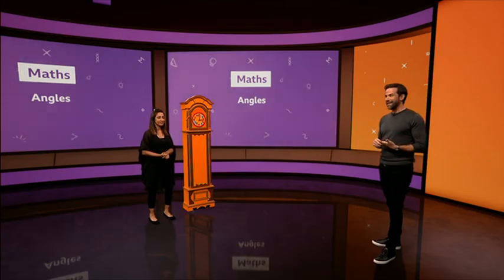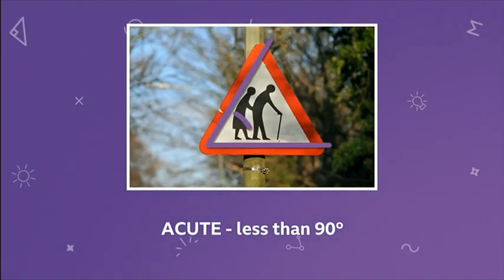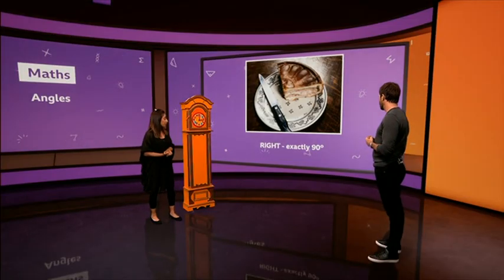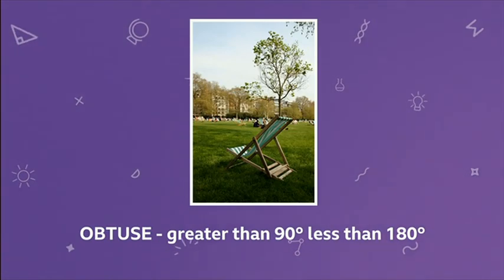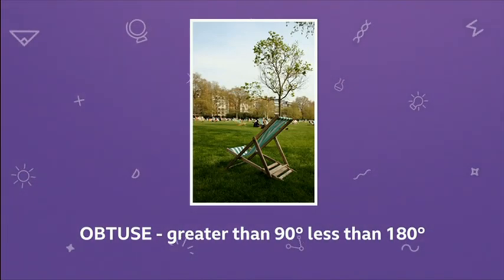OK, let's get straight into it. What do we do first, Miss Hussain? We are going to start by looking at 4 types of angles. 4 types of angles, OK. Remind us what they are. OK, first up, acute angles. These are less than 90 degrees. Secondly, the right angle, which is exactly 90 degrees. Thirdly, the obtuse angle, which is greater than 90 degrees but less than 180 degrees.